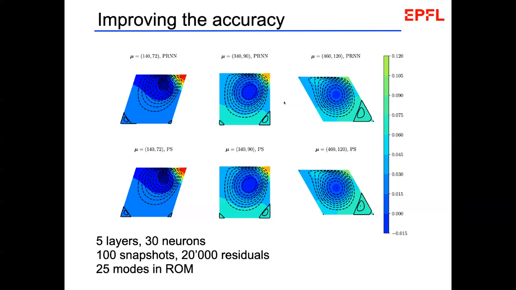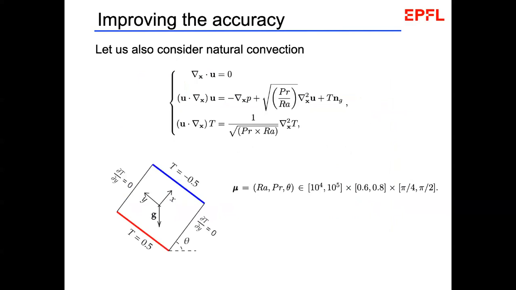Here are some visuals, and you can see that the neural nets are small, 5 layers, 30 neurons. So they are not big nets. Natural convection, sort of a similar idea. But now we have 3 parameters in this case. The cavity can tilt. And then there's the Rayleigh and the Prandtl number. And again, you see the same picture. You can see the colors and so on. The details are not so important.